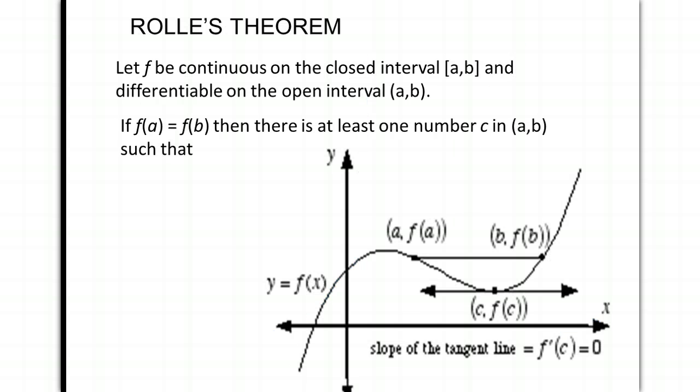Okay, now, Rolle's theorem. Rolle's theorem is really not as strong as the mean value theorem, but still very useful. Rolle says that f still needs to be continuous on a closed interval and differentiable on the open interval. But the difference, he says, is that if you know your y values are the same for a and b, respectively, then there is at least one number c such that the slope of the tangent line is 0.